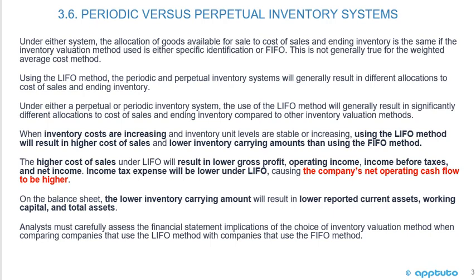When inventory costs are increasing and inventory unit levels are stable or increasing, using the LIFO method will result in higher cost of sales and lower inventory carrying amounts than using the FIFO method. The higher cost of sales under LIFO will result in lower gross profit, operating income, income before taxes, and net income. Income taxes will be lower under LIFO, causing the company's net operating cash flow to be higher.